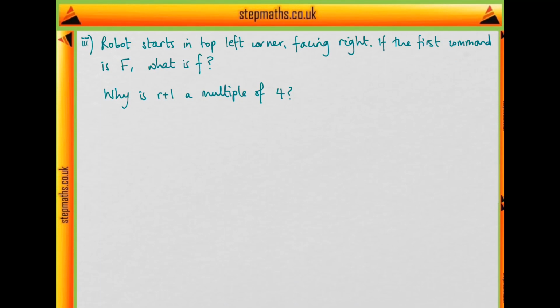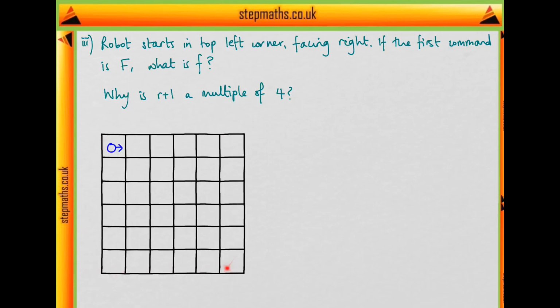Now for part 3, they tell us that initially the robot is in the top left square pointing to the right. So we're in a situation like this. The robot's in the top left and it's pointing towards the right. And assuming the first command is an F, what is the value of small f? So how many times does it perform the forward move in total? And also they want us to explain why r plus 1 is a multiple of 4.